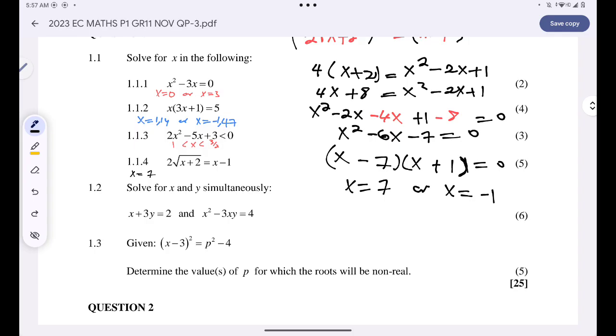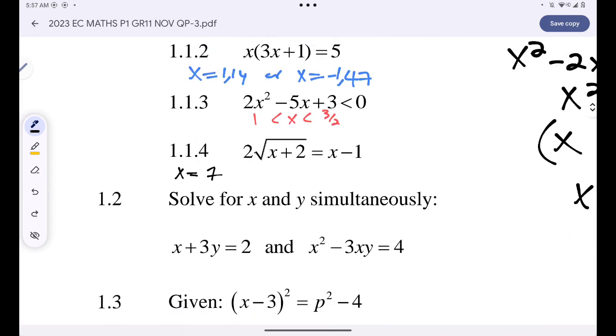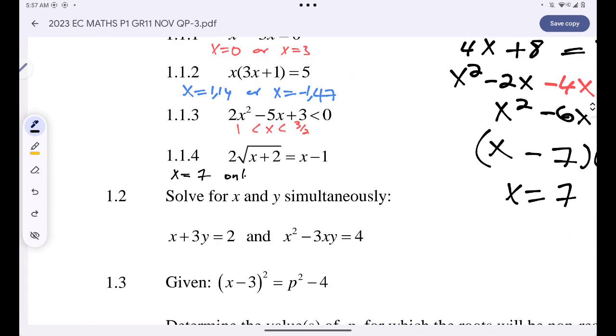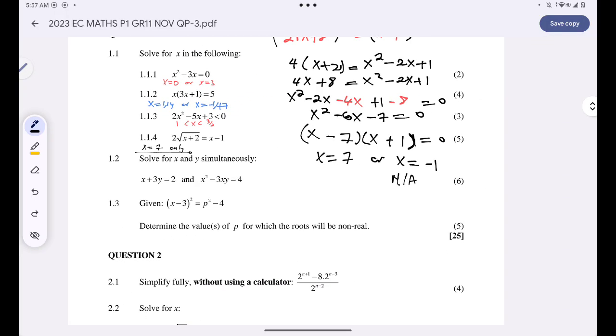But I know that this one will not be applicable. Why? Because the left hand side will not be equal to the right hand side. So the answer is just 7 only. X is equal to 7 only.